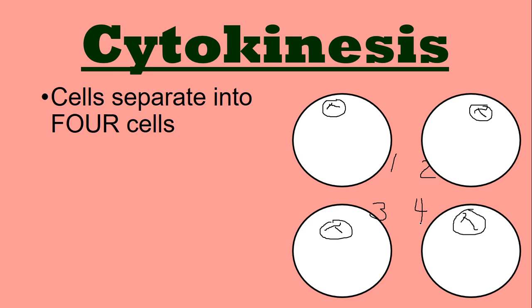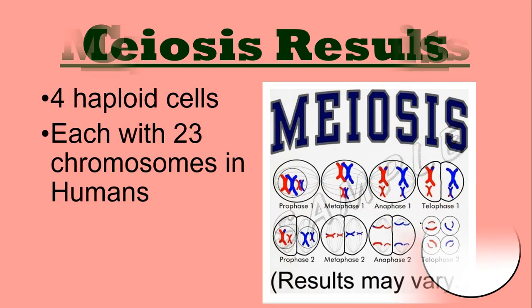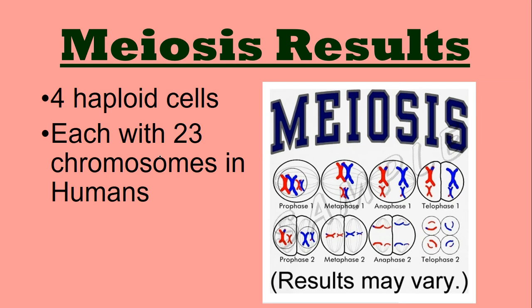Each cell is going to be different from each other. So summarizing, the meiosis results are 4 haploid cells, each one different from each other. They're all genetically different. And in humans, each of those would have 23 chromosomes each. Now, after this, you have to have fertilization to get the numbers back to 46 in humans. That requires combining 2 sex cells, the sperm and the egg.